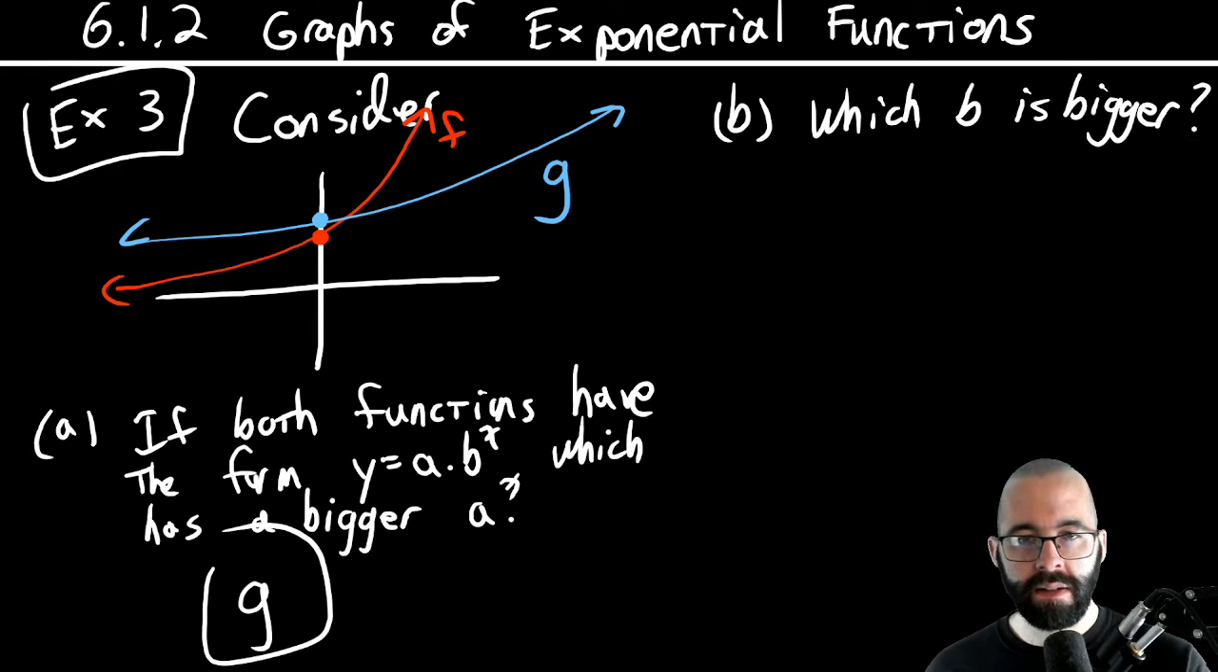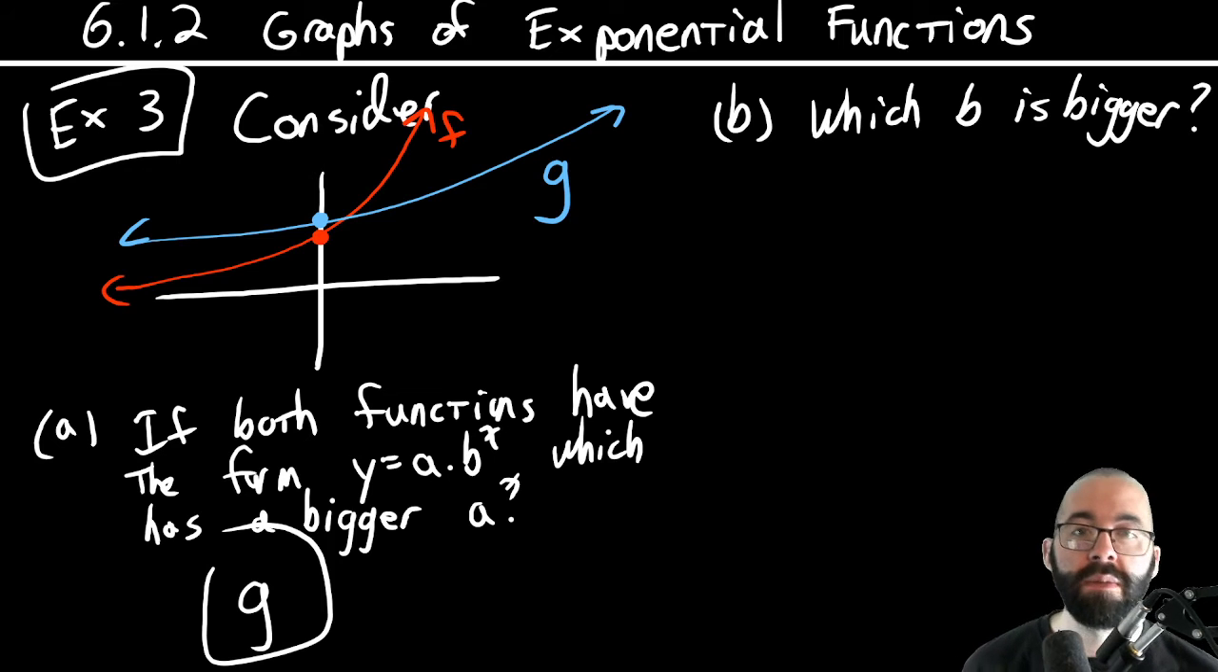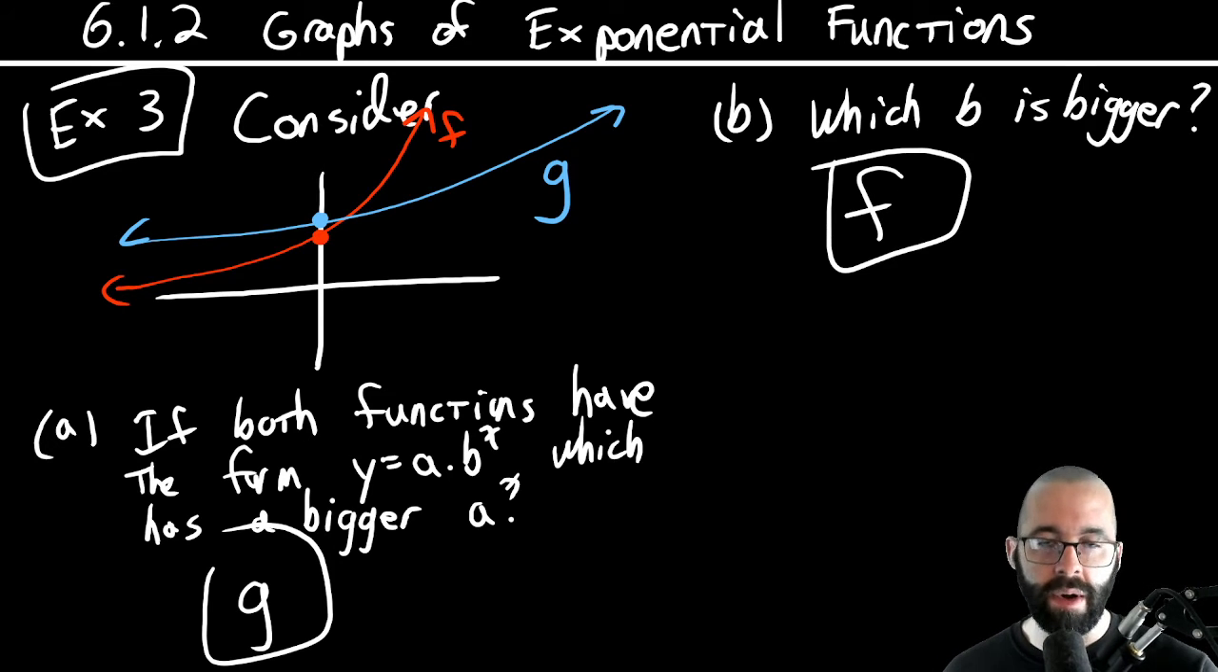B is the growth rate. Even though G starts out bigger when x is equal to 0, notice G is growing pretty small. F has a much steeper slope, right? F is increasing much more quickly. F has the bigger growth rate.